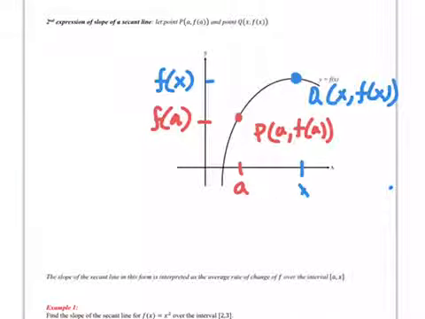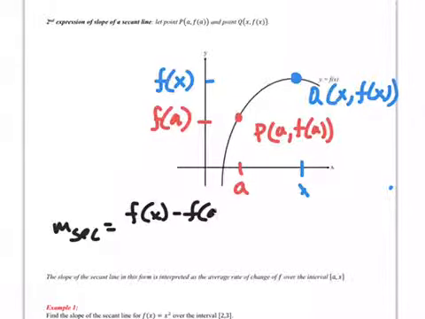Our alternate form for the difference quotient, or the slope of the secant line, is using this idea of P and Q being represented by a, f of a and x, f of x. So the slope of the secant line in this form would be y2 minus y1 over x2 minus x1, which of course we can't simplify. And the slope of the secant line in this form is also interpreted as the average rate of change of f, but now over this interval of a to x.